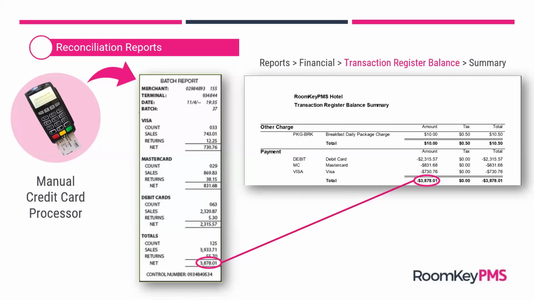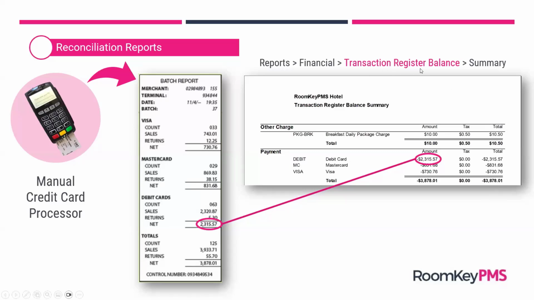Now, if there is a discrepancy between any of these totals, for example, if your debit cards do not match between these two reports, it means that you need to either record a new payment using your credit card processor, or you need to record a payment in Roomkey. Now, if you're not sure which payment is missing, you can use a variation of this transaction register balance report in Roomkey to see the detail version. So it's going to be transaction register balance.